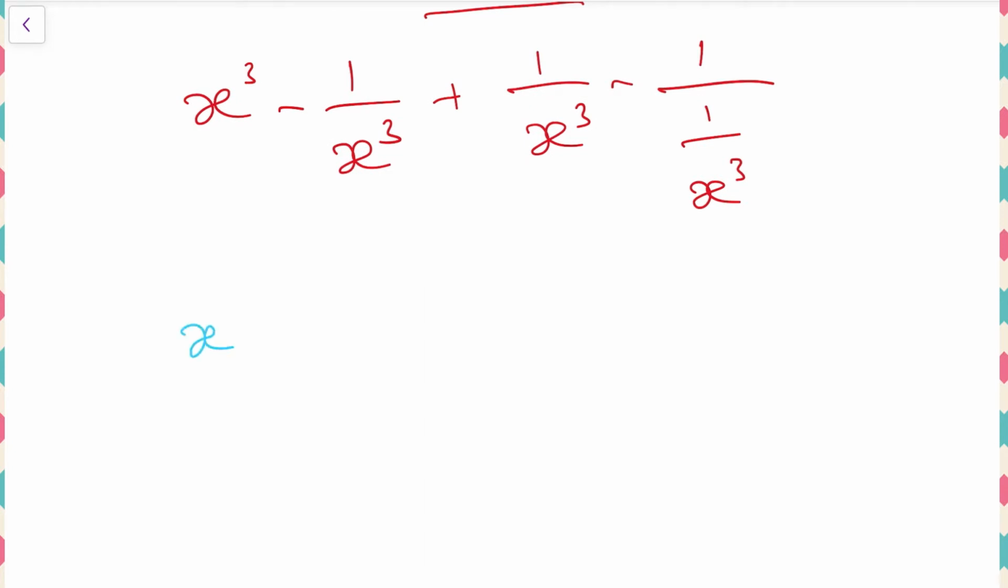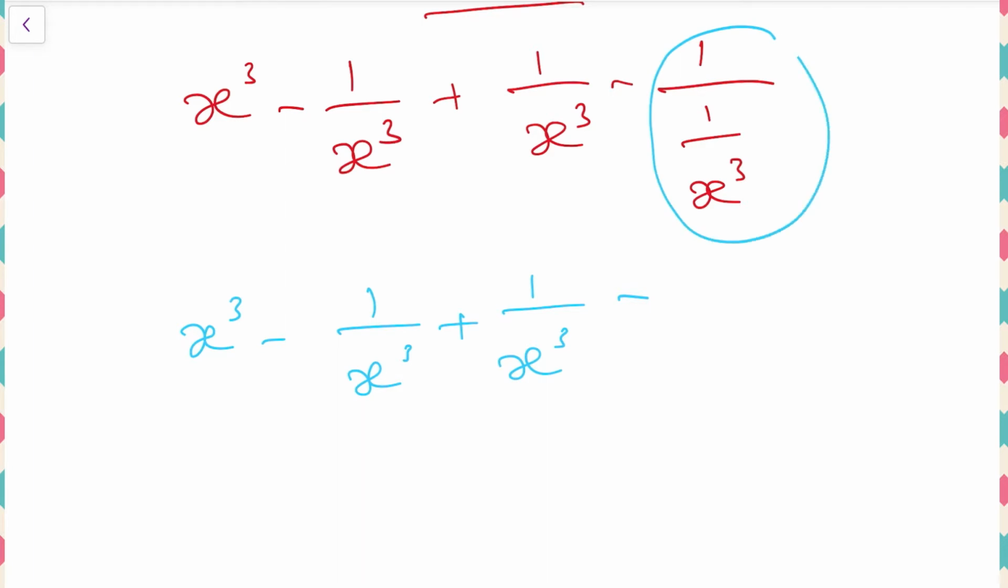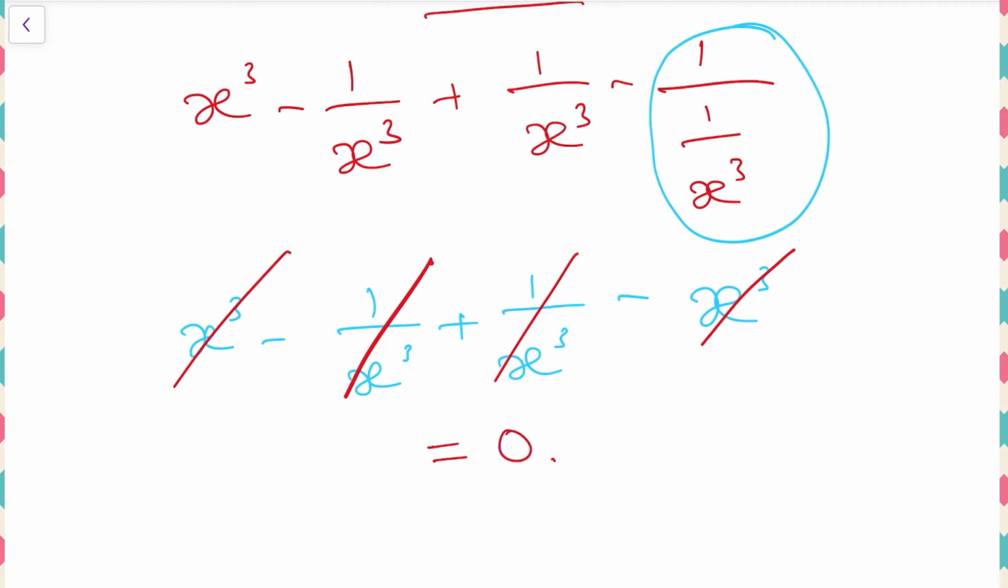x cube as it is, minus 1 by x cube as it is, plus 1 by x cube as it is, minus 1 by x cube, that is nothing but x cube. Check for any simplification. Plus x cube minus x cube cancel, minus 1 by x cube plus 1 by x cube will get cancelled, so the answer is 0, hence proved. Next, let us move to question number 3.